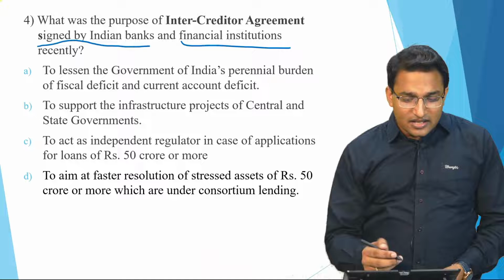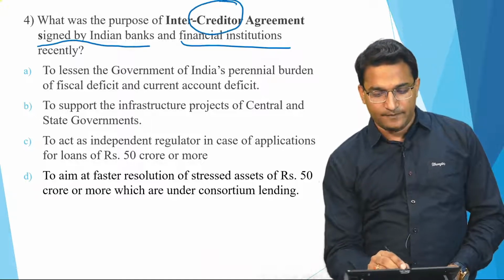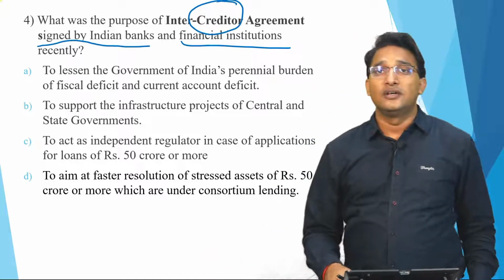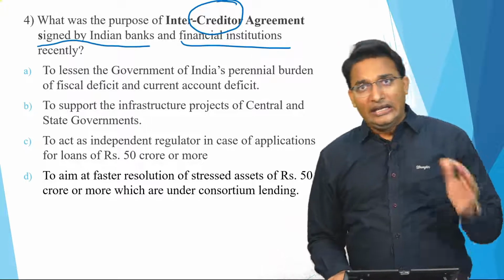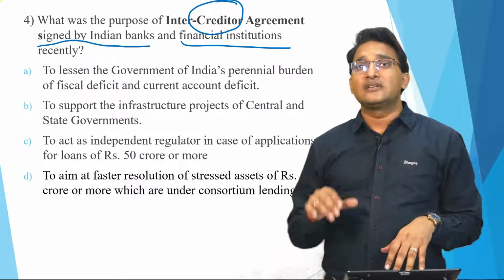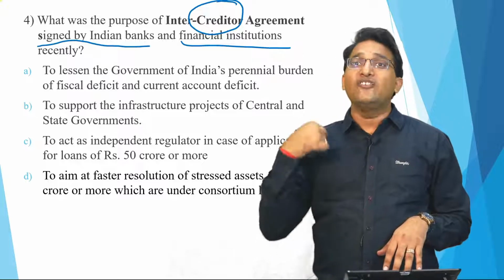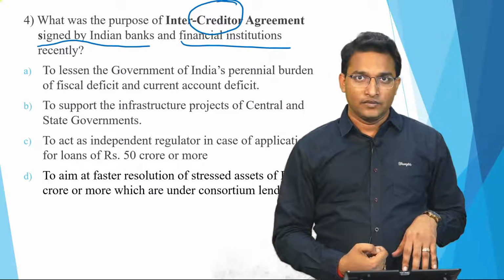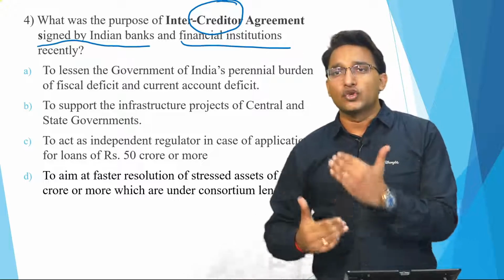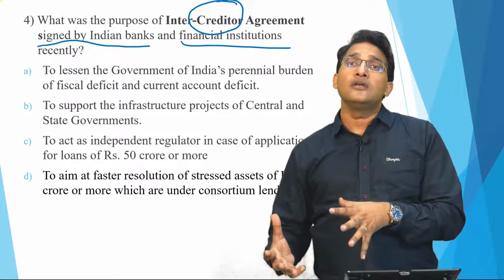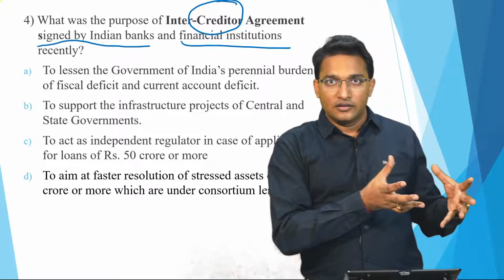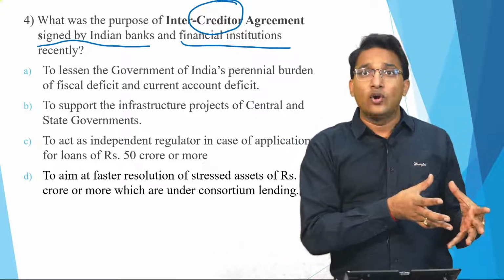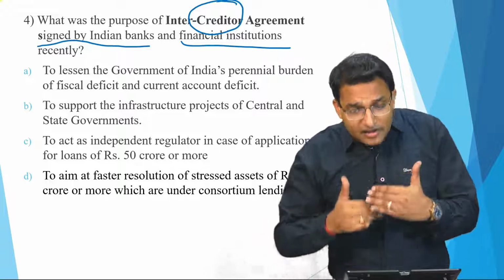First, let us understand the meaning of creditor. A creditor is any person who has given a loan to another person. In this case, creditor means a bank or any financial institution. When a bank or financial institution gives a loan to a client, in that sense they are called creditors. Now coming to the inter-creditor agreement.